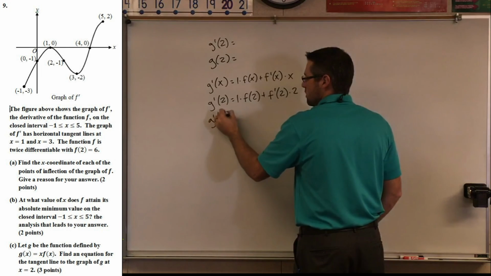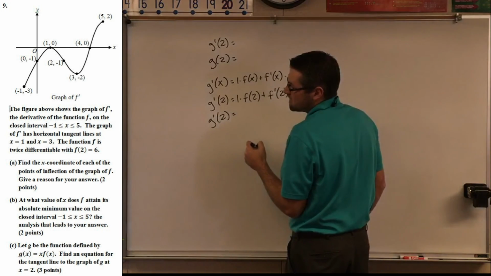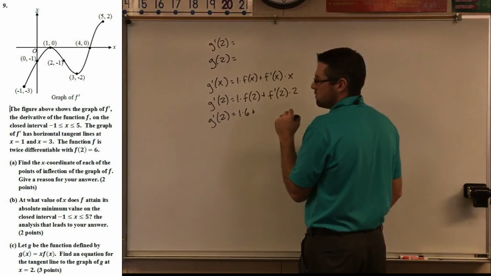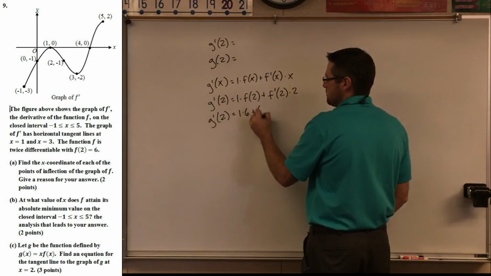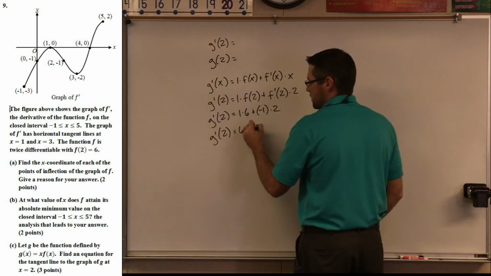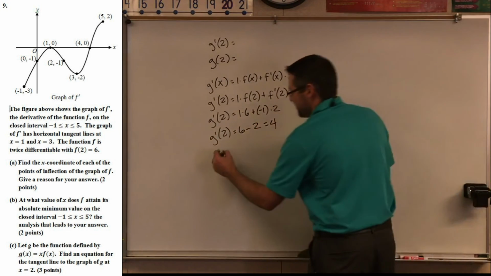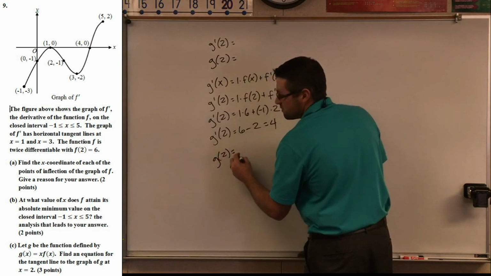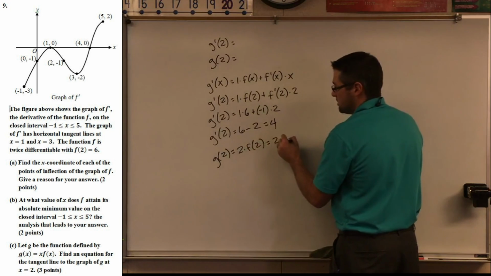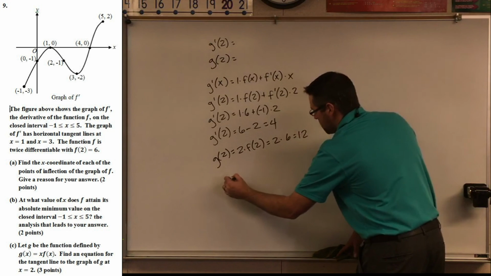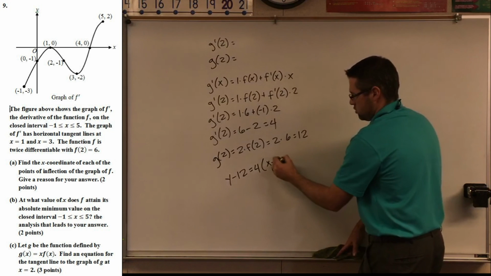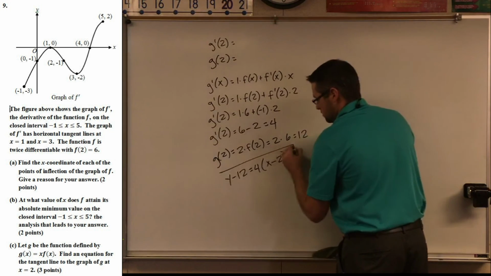So G prime of 2 equals, f of 2 was given to us. It said 6, so it's going to be 1 times 6 plus f prime of 2 is negative 1 times 2. G prime of 2 is 6 minus 2, which is 4. G of 2 is 2 times f of 2, which is 2 times 6, which is 12. So my tangent line will be y minus 12 equals 4 times x minus 2. And that's that.